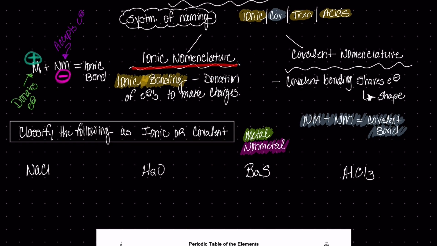Ionic nomenclature is when you have a metal and a non-metal interacting where they're donating their electrons. Ionic nomenclature is a donation of electrons. So this is when your metal throws off an electron, donating it to that non-metal. Once you donate that electron, you become more positive, and once you accept that electron, you become more negative.